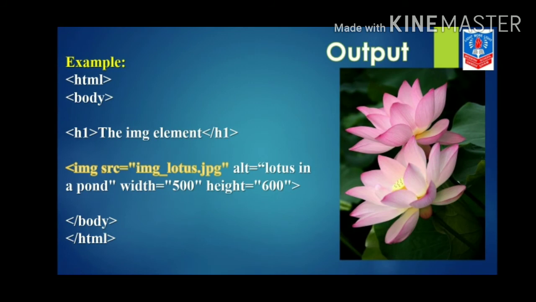Students, here on screen you can see a very simple example of an image. So HTML body, in h1 we are writing the image element, h1 closed. Now the path of the image, img src equals image lotus.jpg, alt equals lotus, width 500, height 600, body closed, HTML closed. So you can see the output of the image as width is 500 and height is bigger, that is 600.